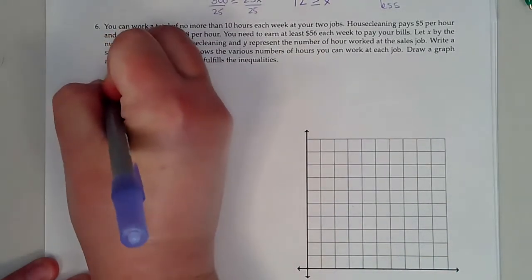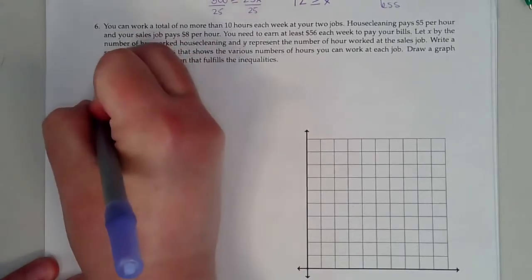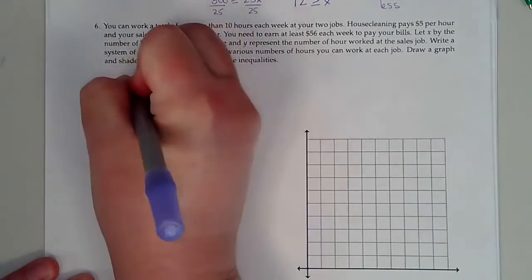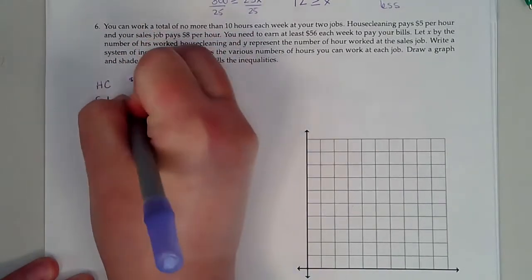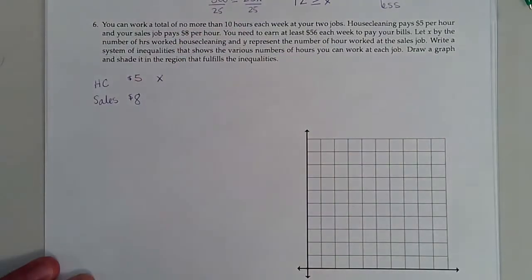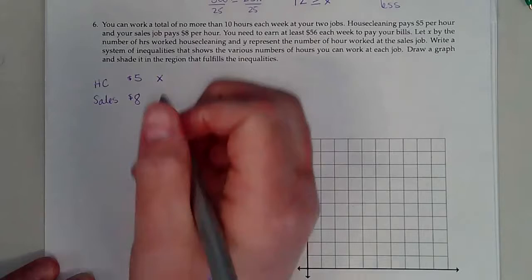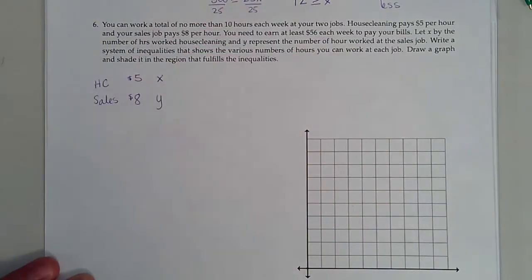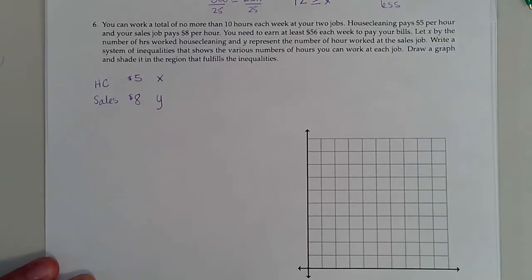So I'm going to go ahead and write that down since it seems like we're getting a lot of information here. So house cleaning is $5. Sales is $8. You need to earn at least $56 each week to pay your bills. Let X be the number of hours worked at house cleaning, and let Y represent the number of hours worked at your sales job. Write a system of linear inequalities that shows the various numbers of hours you can work at each job. Draw a graph and shade in the region that fulfills those inequalities.